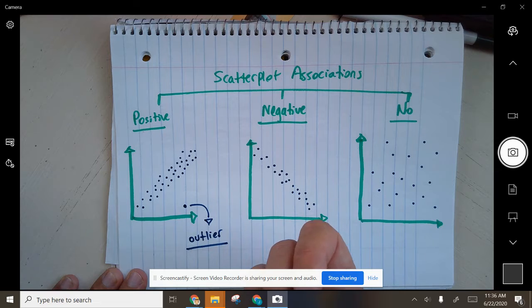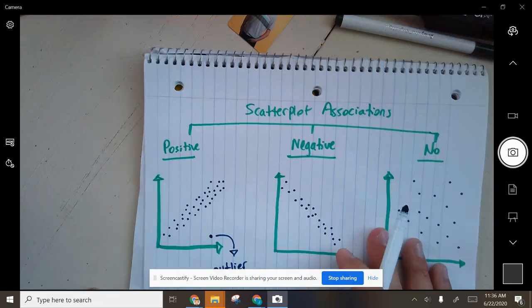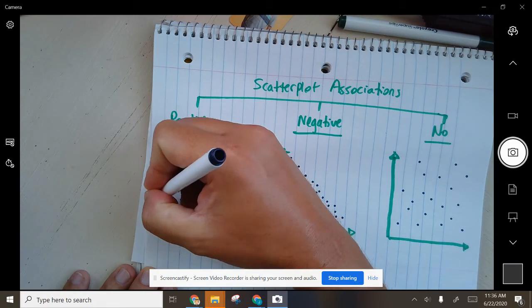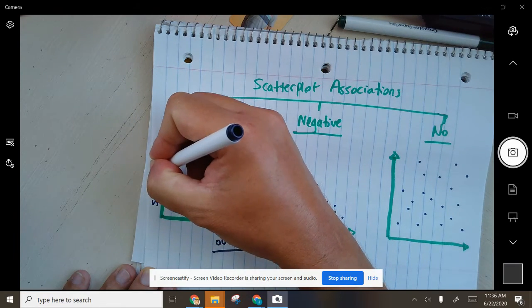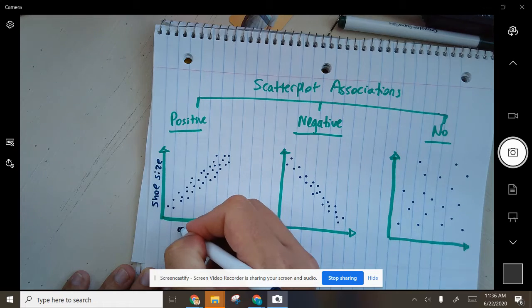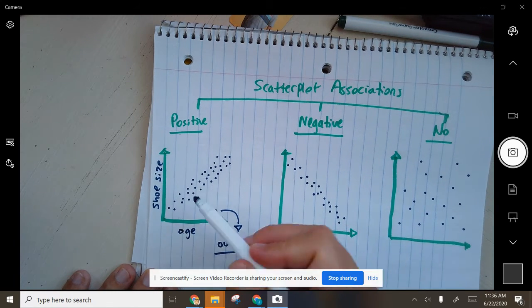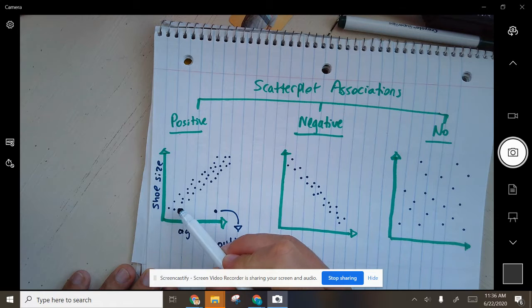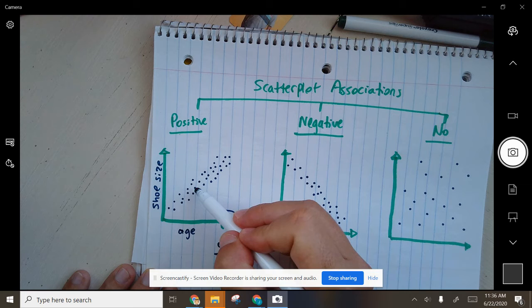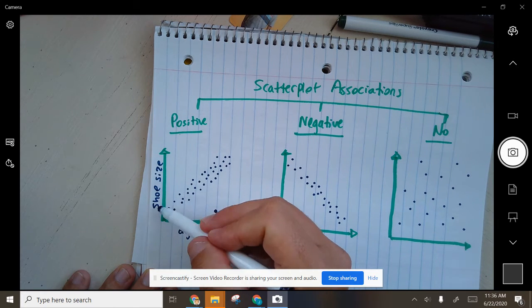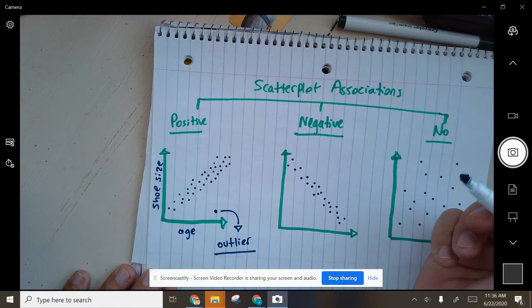All right. Now, what would a positive association look like? What if I said shoe size and I said age? Does that make sense? As you get older, do you see what's happening? Your shoe size would get larger. As you're getting older, your shoe size and your age are getting larger, okay?